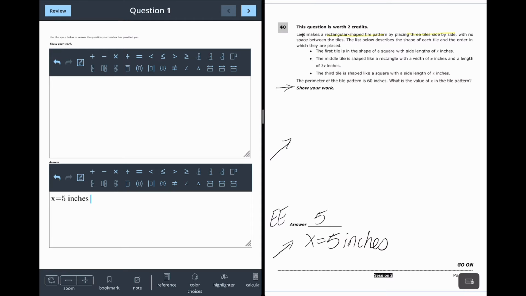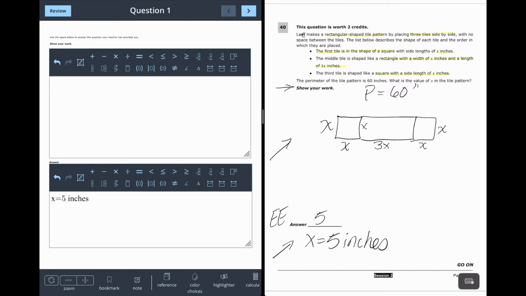Here's the list. The first tile is a square with side length x, so it would just kind of look like this. The middle one is a rectangle with a width of x and a length of 3x. Okay. Because they're side by side. And the third one is a square with the side length x. So you have another square. Awesome. So we have this here. The perimeter is equal to 60 inches. What is the value of x?